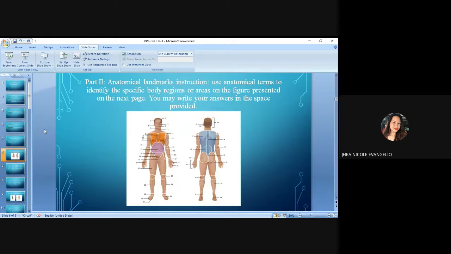in part 2, anatomical landmarks. Instructions: use anatomical terms to identify the specific body regions or areas on the figure presented on the next page. You may write your answers in the space provided. Number 1, frontal, located in the forehead. Number 2, orbital, located in the eye. Number 3, nasal, located at the nose. Number 4, buccal, located at the cheek.